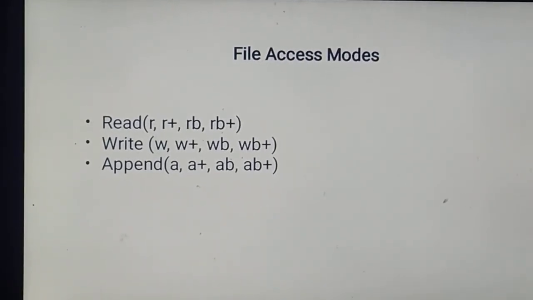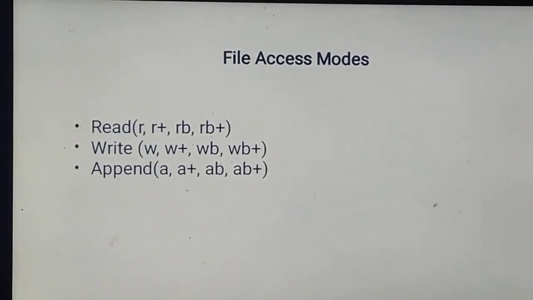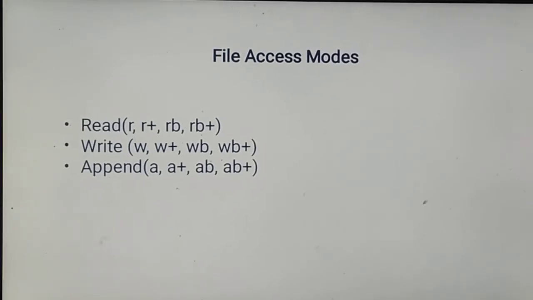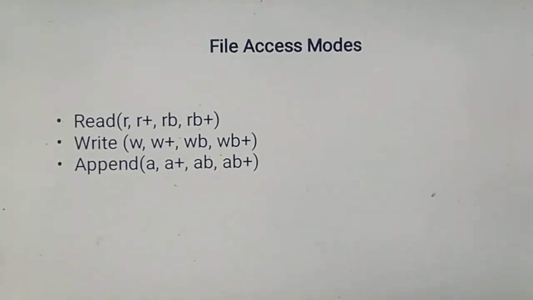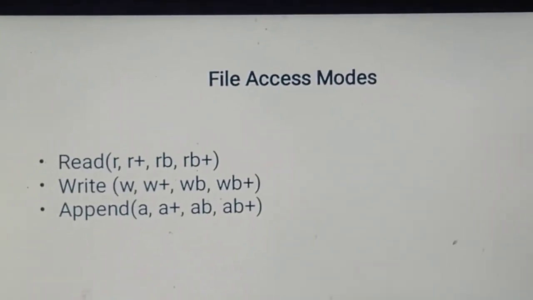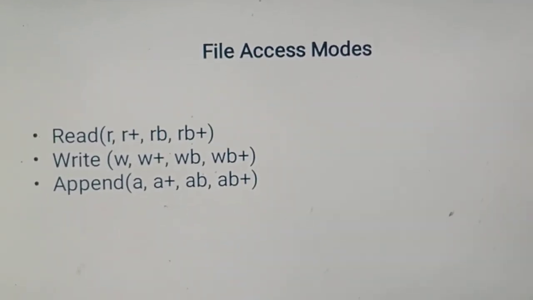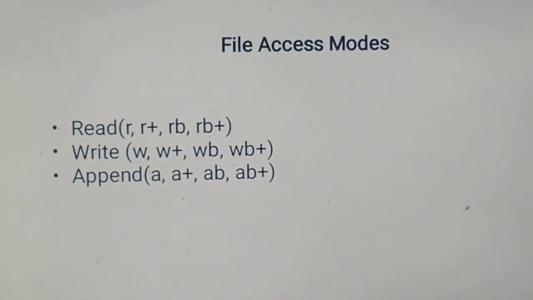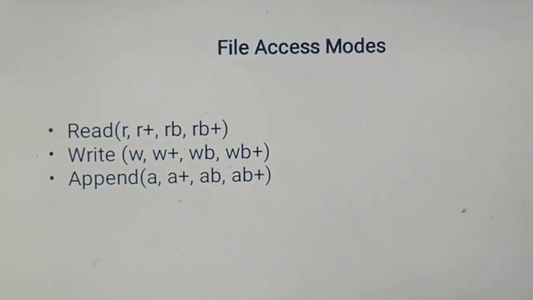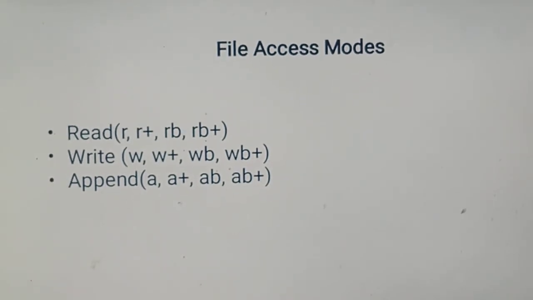Okay. The next mode is AB mode. This access mode opens a file for appending in binary format. In this, the file pointer is at the end of the file. If the file exists, it will open the file in append mode, and if the file does not exist, it creates a new file for writing.